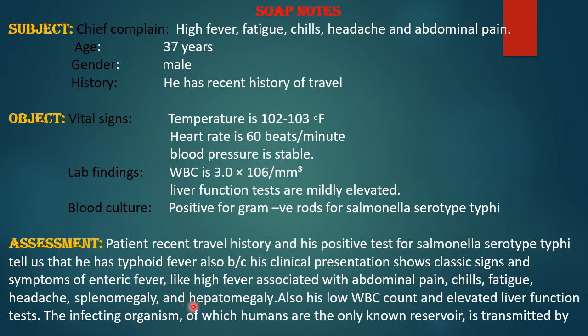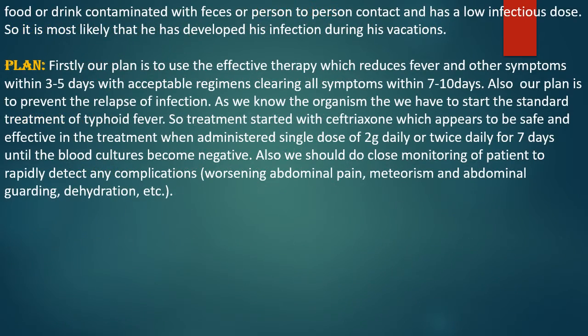The infecting organism, of which humans are the only known reservoir, is transmitted by food or drink contaminated with feces or by person to person contact and has a low infectious dose. So it is most likely that he developed his infection during his vacation, because contaminated food and water or close contact with an infected person can cause typhoid fever very rapidly. So it is possible that when he was on his vacation, he developed this infection.